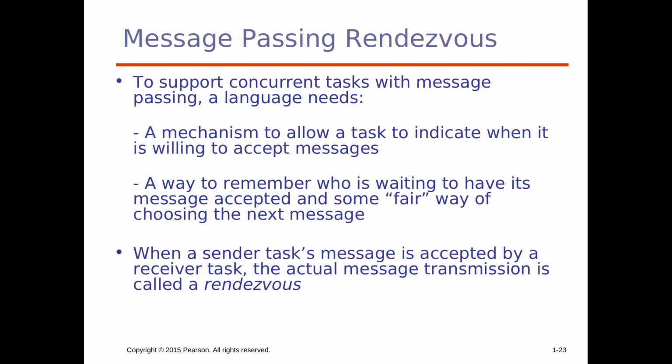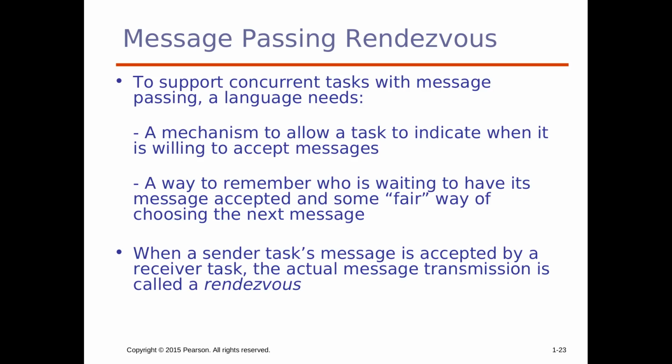The concept of the message passing rendezvous is that we want to support concurrent tasks message passing. In order to do this, a language would need a mechanism to allow tasks to indicate when they are willing to accept messages, a way to remember who is waiting to have their message accepted, and some fair way of choosing the next message. Note fair is in quotes. There's no real fair way to do it, but the goal is to ensure that nothing deadlocks, right? We want to ensure that all things can stay alive, and at the same time, we don't starve out any one process that's been waiting forever. So that's what fairness is kind of going to break into.